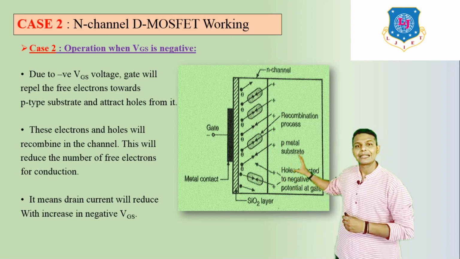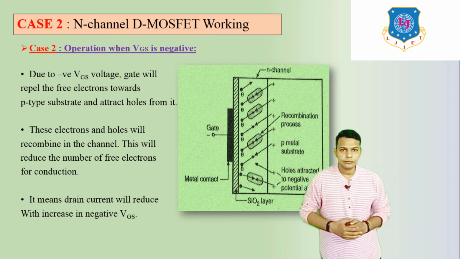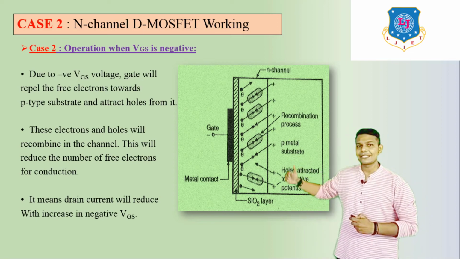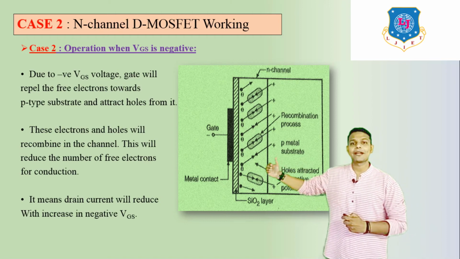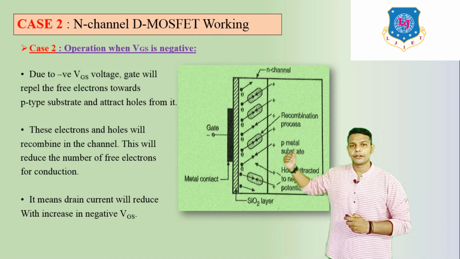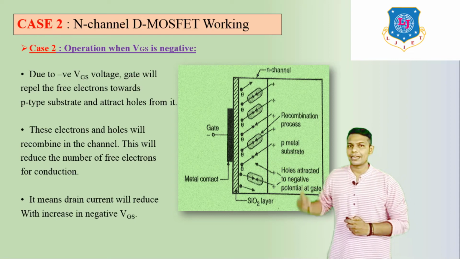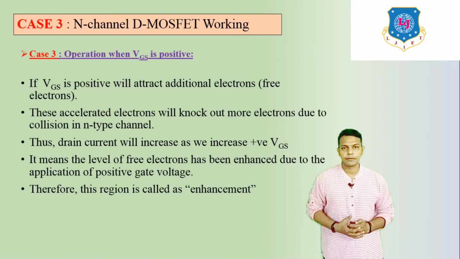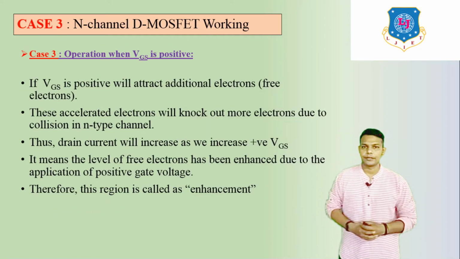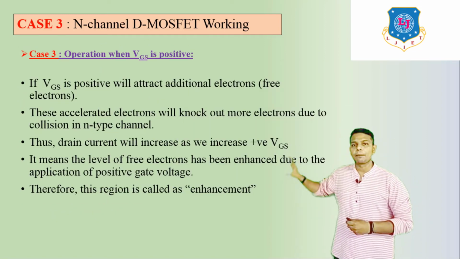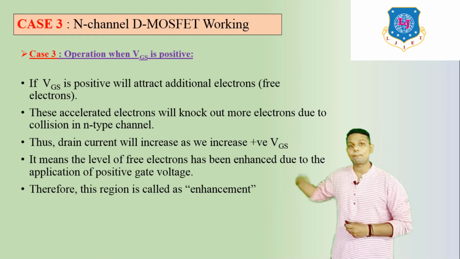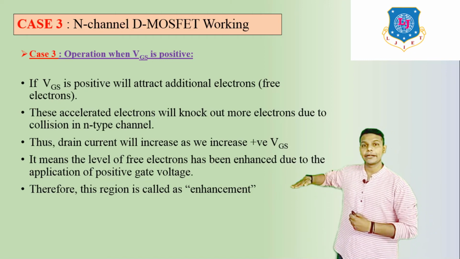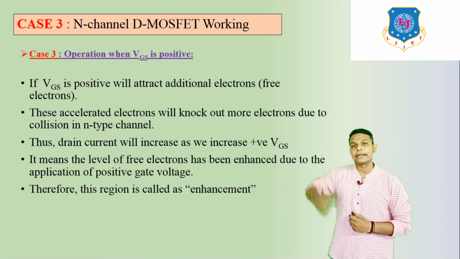So this is the case number 2. If we increase negative voltage, due to this negative voltage, electron hole pairs are generated and reduction in number of electrons, and that's why the flow of drain current becomes reduced. Now let us discuss about case number 3. So if we apply VGS in positive side, then what happens? So we should connect first polarity positive at the gate terminal.